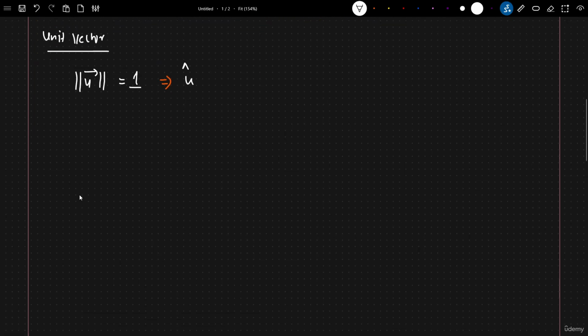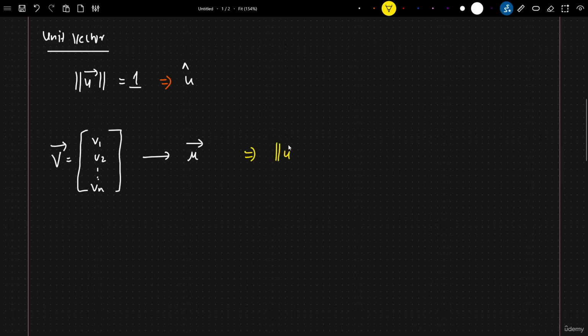Let's say I have a vector v, denoted by v1, v2 up till vn. Now we need to change this into a unit vector. First of all, we'll need to change this into a vector called u, and if I calculate the magnitude of u, it should be equal to 1, right? Then we can say this is a unit vector altogether.